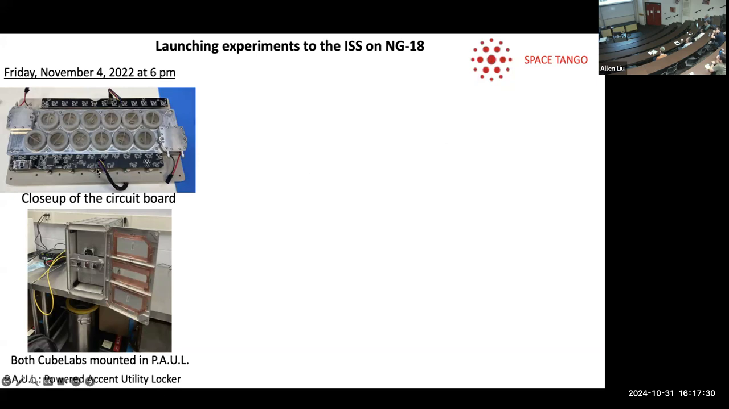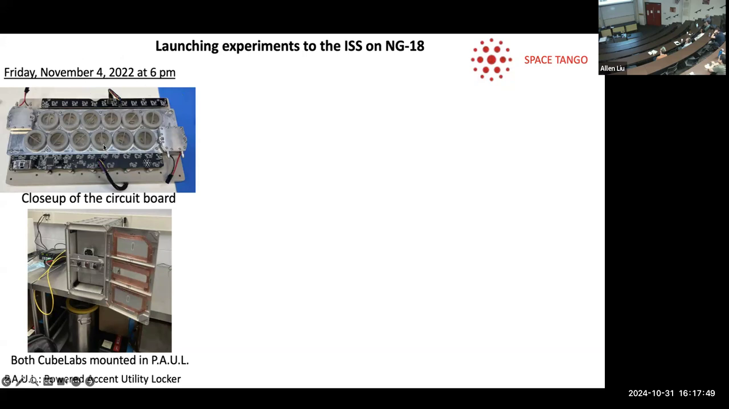So this is one of the experiments. We do 2 experiments, and this is a well plate with spheroids in there. The spheroids I talked about earlier were in there. And the first flight we did was with NG-18, and this is a flight out of Virginia on November 4th, 2022. It's a Friday at 6 p.m.